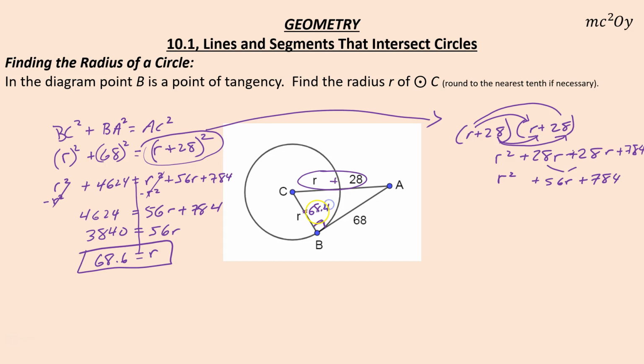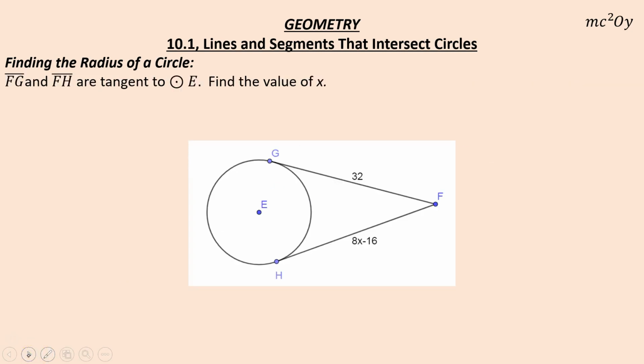Now my class today gave me a hard time, because they said that can't make sense, because this is 68, and that's 68.6. Well, here's your deal: the picture's not to scale. Probably poor labeling of the picture, my fault, I apologize. This would be 68.6 plus 28, that'd be that value right there, or 96.6. That's not what it's asking for. However, it is asking what R is, the radius, and there we got it.